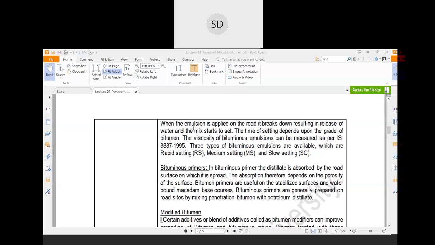Now there are three types of bitumen emulsions which are also available. They are called rapid setting, medium setting, and slow setting.